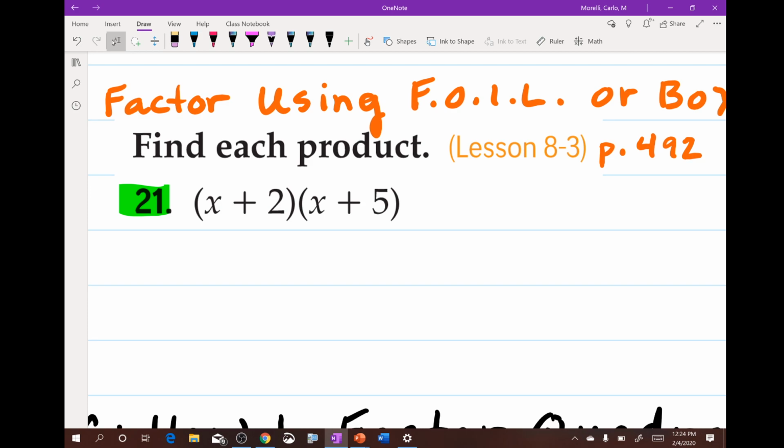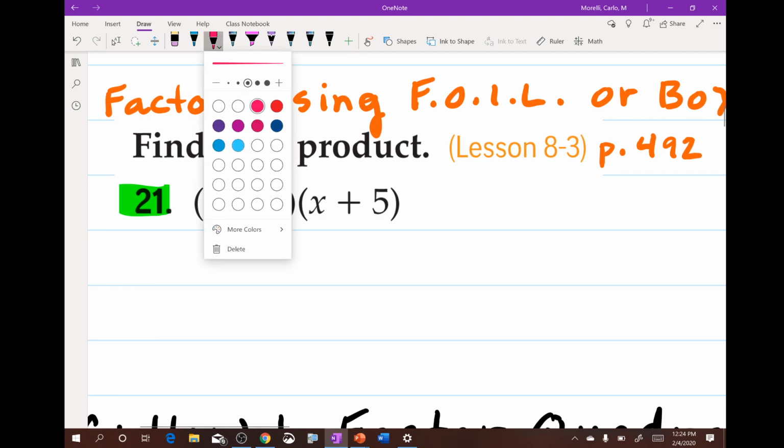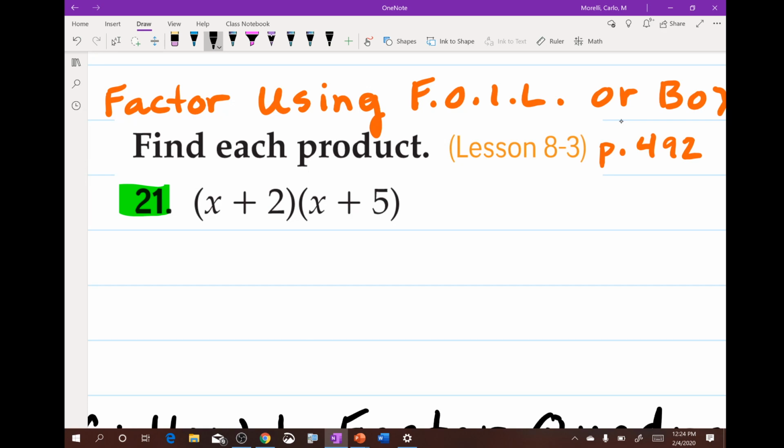1, 2, 3, 4, 5, 6. Raise your hand if you want me to do it using box. More than 6. Okay. I have an idea. How about both ways? So first I'll do box, since that's what people voted. And we believe in democracy. So here I'm going to put x plus 2. And then here I'll write x plus 5.